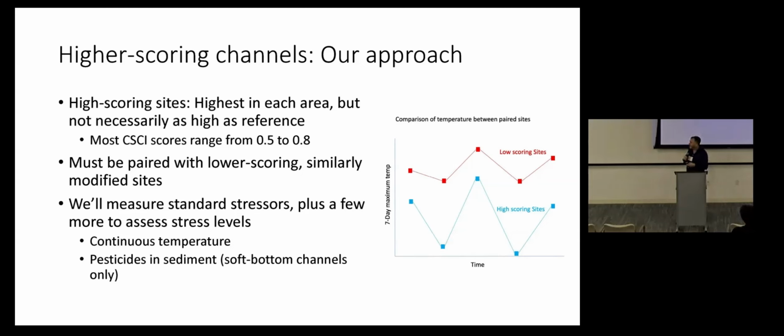And when we have that data, we'll make these comparisons between high and low scoring sites. And we assume we're going to find different levels of stress, that our high scoring sites have maybe less temperature stress than we find at our low scoring sites. And this is what we're expecting to see.